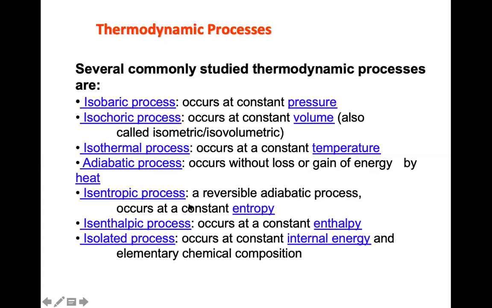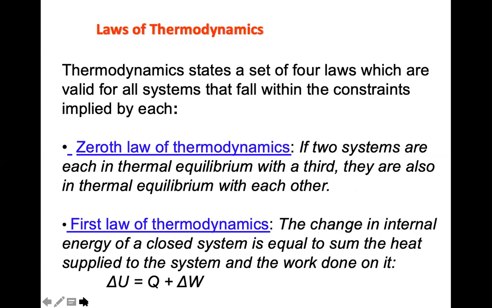Isentropic process, a reversible adiabatic process, occurs at a constant entropy. Isenthalpic process occurs at a constant enthalpy, and isolated process occurs at constant internal energy and elementary chemical composition. So these are several processes. Thermodynamic processes occur in natural systems as well as in artificial production plants.